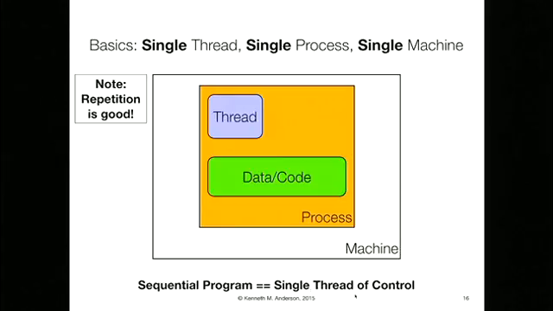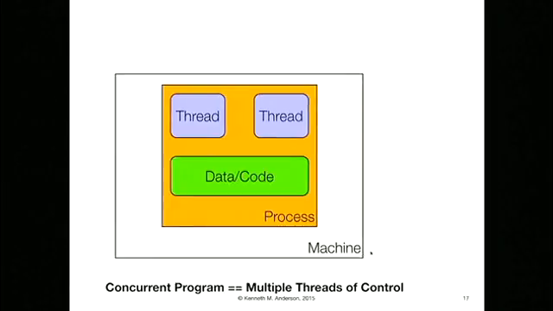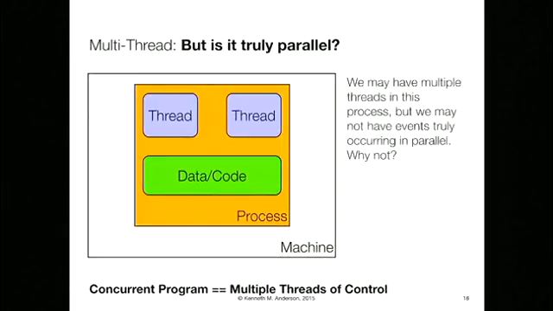So here's a sequential program in a single thread of control. We have one machine, one process. It has some data, code, and one thread. There's your single process, single threaded code. If you just add a thread, you now have a multiple thread, single process, single machine instance of a process. And here, this can either be concurrent or it could be parallel, depending on the machine or depending on your runtime environment. And that's what I say here. Is it truly parallel? We have multiple threads, but we may not have events occurring in parallel, and that's because it depends on the machine.